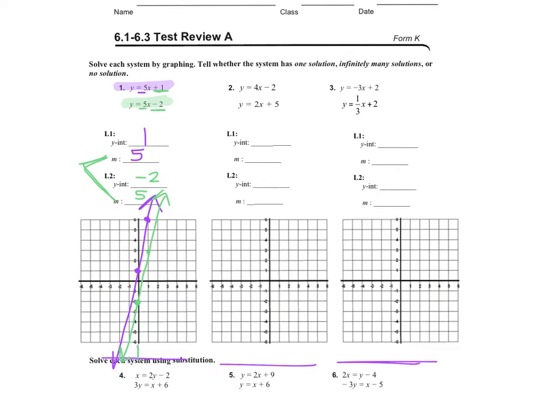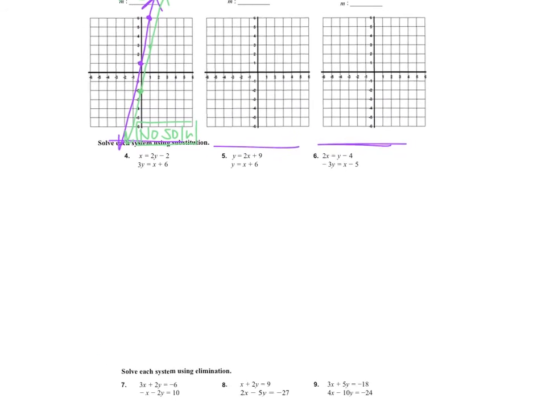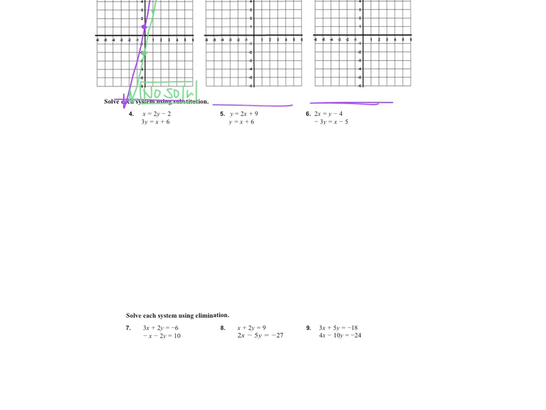And then you would say this is no solution. If there is a solution, you're just going to name the point. So if they meet at a point, name what point they meet at. Okay? So that's the first type of problem. Second type of problem is substitution. And remember, with substitution, you are trying to isolate a variable. So I'll just give you a quick heads up here. Number 4 already has a variable isolated. Number 5 has 2 variables isolated.